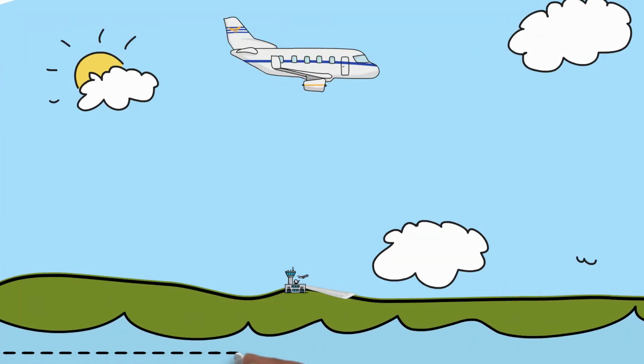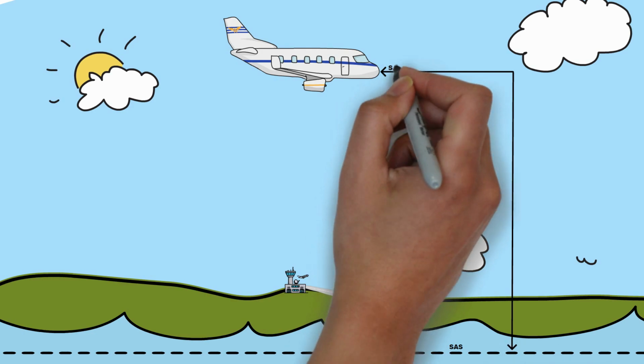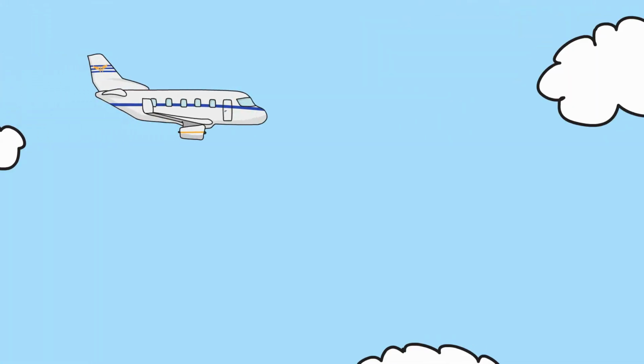The easiest of these three to understand is SAS, or standard altimeter setting. SAS is linked to average sea level air pressure, so this is always 1013. This number never changes. So why do we use SAS, and what are the benefits of using a pressure that never changes? Well, imagine this.